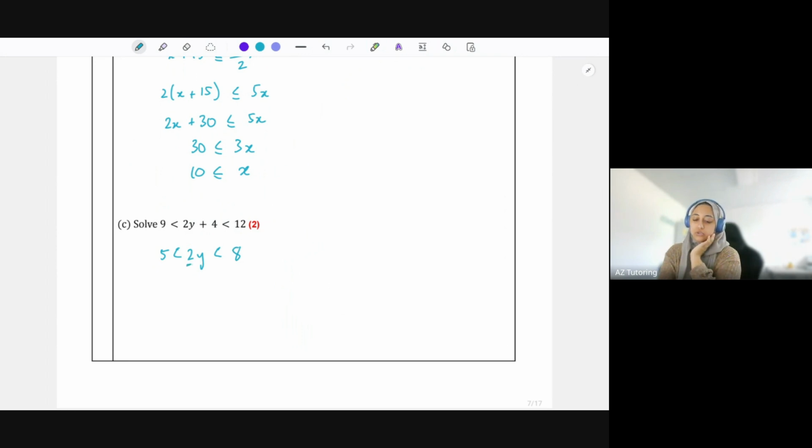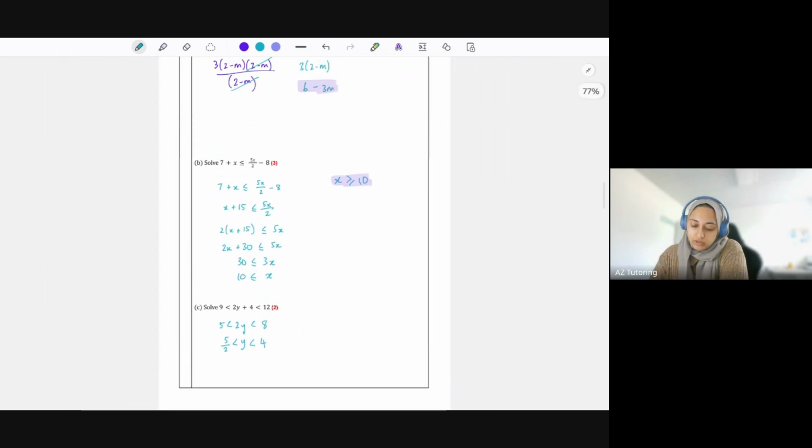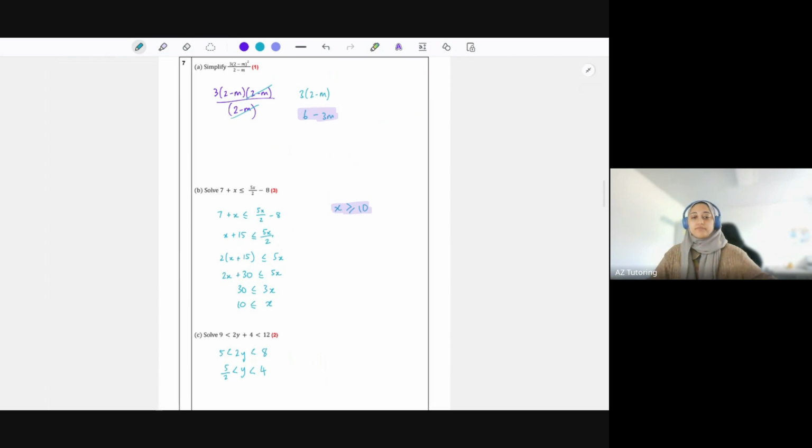I need to get rid of that 2, so I need to divide by 2, both sides. 5 divided by 2, I'll just leave like that, or you could write 2.5. 8 divided by 2 is 4. And that's my answer. Okay, so that's all question 7. Just leave that there.